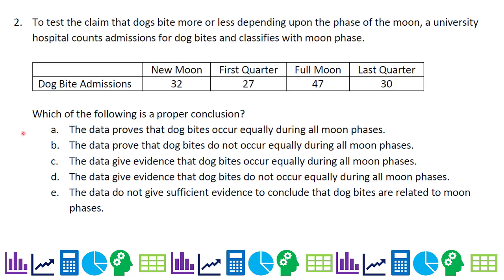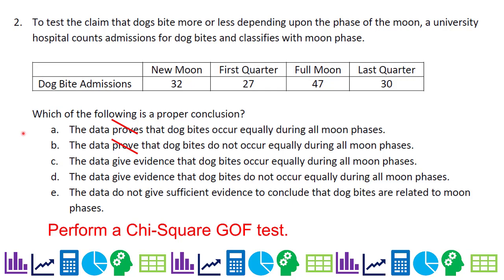Now you see 2 of these with proofs. Those are not correct, all right? We're looking at the distribution of dog bites across the moon phases. And the question is, are they equally distributed or are they not equally distributed? So we're going to perform a chi-square GOF test because we have one variable, which is the phase of the moon, and we're recording how many dog bites occur for that. So first of all, go ahead and cross off that proves and that prove, and then we're going to get to our test.